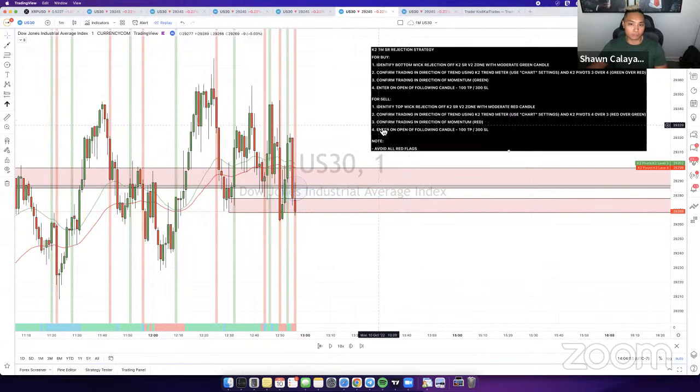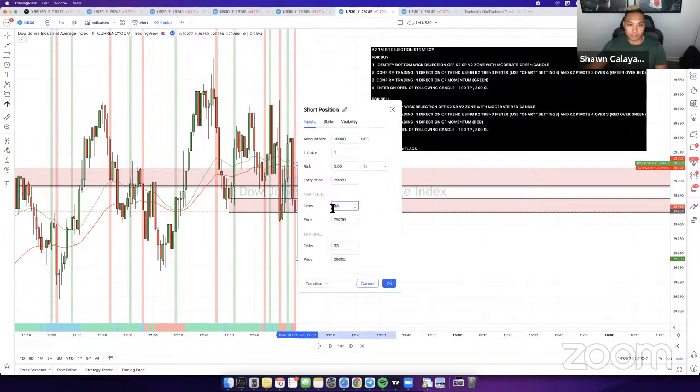Third requirement, you want to confirm that you're trading in the direction of momentum. In order to do that, you want to look back to see the most recent momentum signal and confirm that it's red. So this candle right here actually has a momentum signal on it, which is perfectly fine. This just confirms that momentum is making its way to the downside. Once you have all those requirements met, you can enter on the open of the following candle. So with that said, you're going to enter a short position right here.